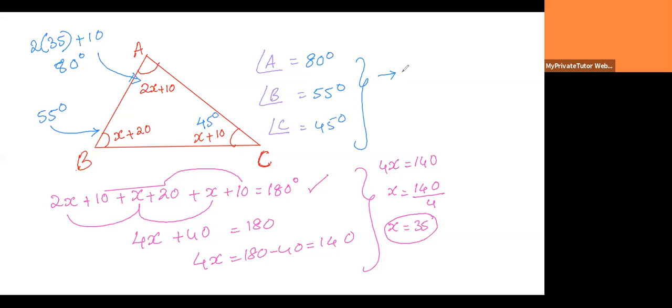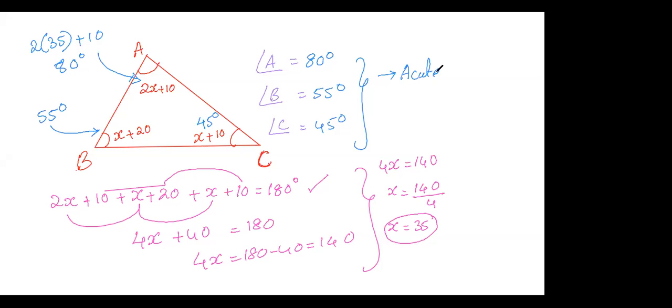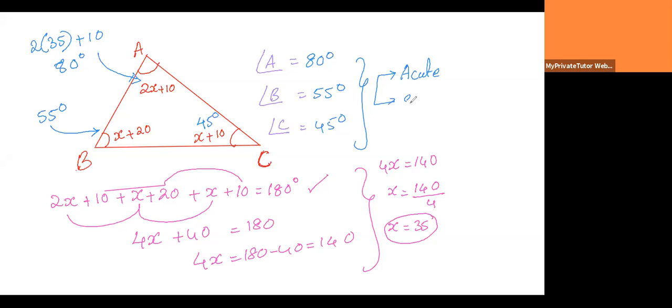Triangle? All angles are less than 90, acute. Yes. Then one more: scalene. Why scalene? Because all sides are not equal, and angles are not equal in this case. Yeah, very good, guys.